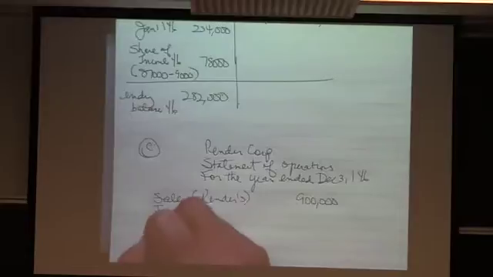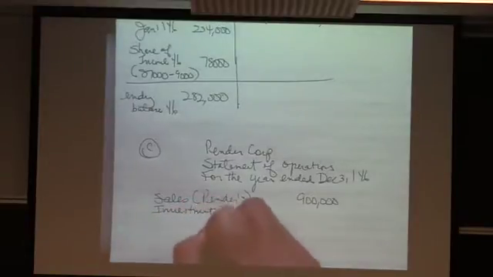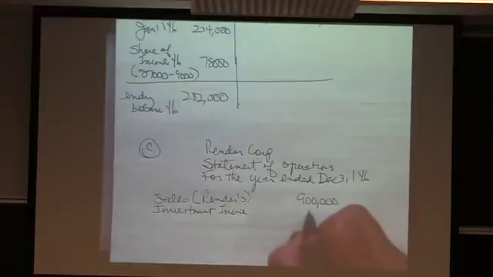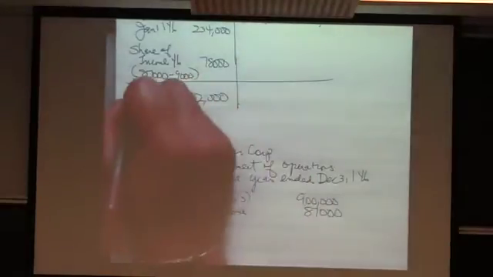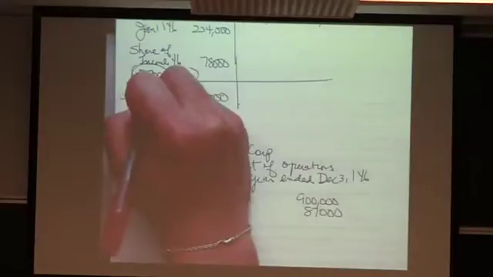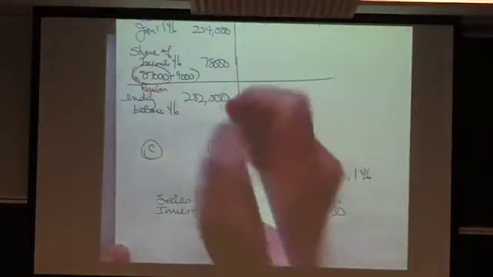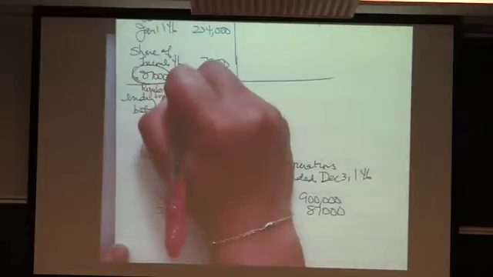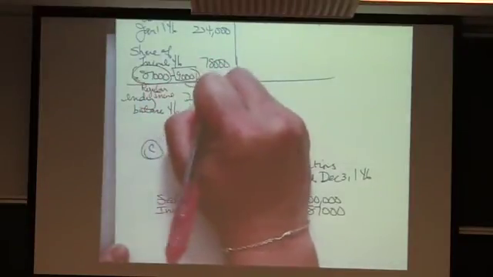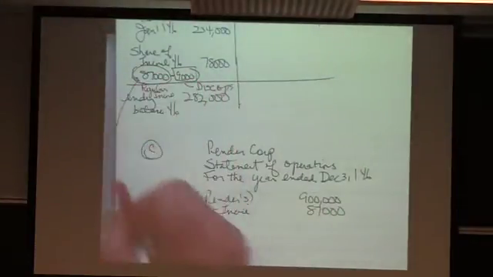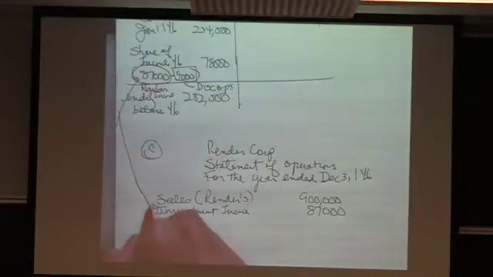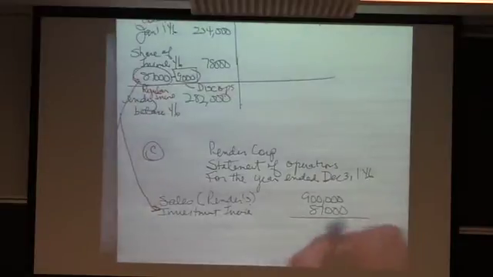And you're going to have investment income, and that would be 87,000. So this would be the regular income, right? This was the regular income. And this is the discontinued. So that would be this one. Okay? And that gives us a total of 987.